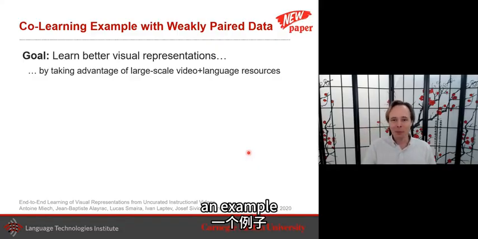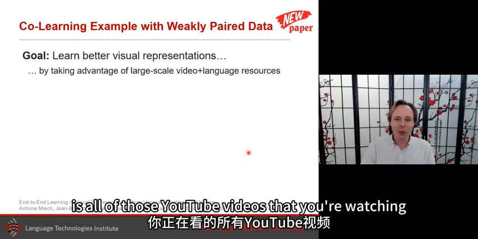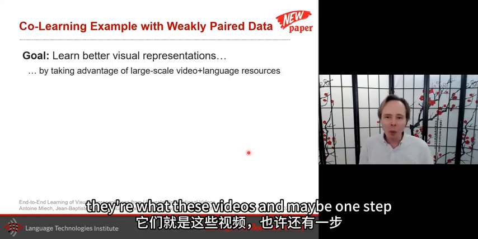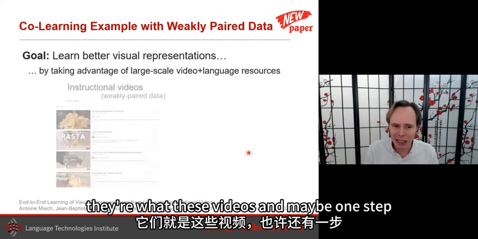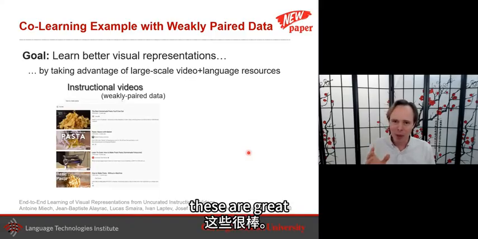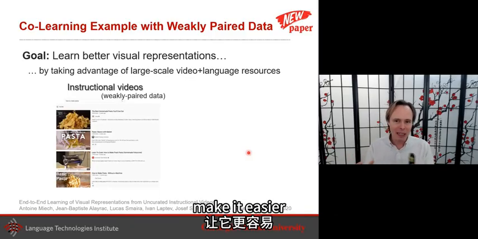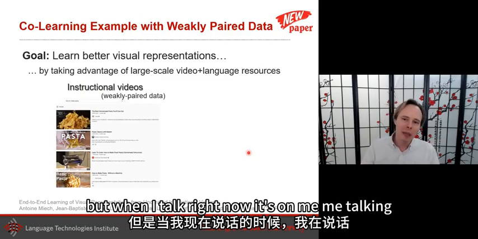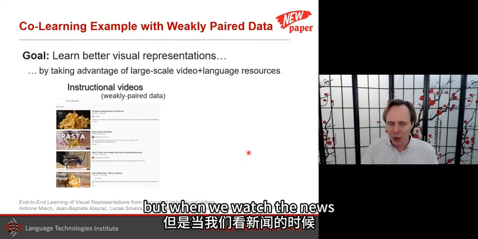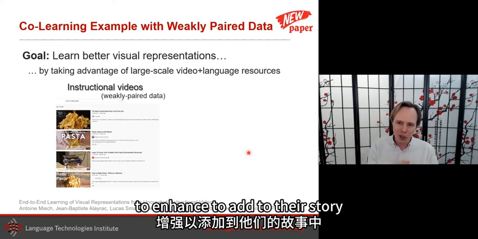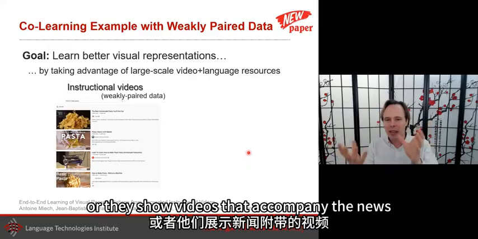An example is all of those YouTube videos that someone is watching. They watch these videos, and maybe one type of video could be instructional videos. These are great because they have a structure in it that makes it easier. When I talk, right now it's just me talking, but when we watch the news, they're showing images to add to the story, or they show videos that accompany the news.